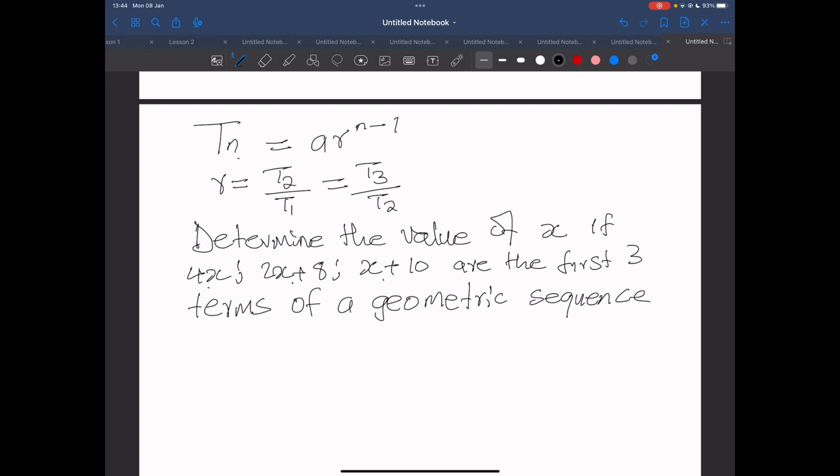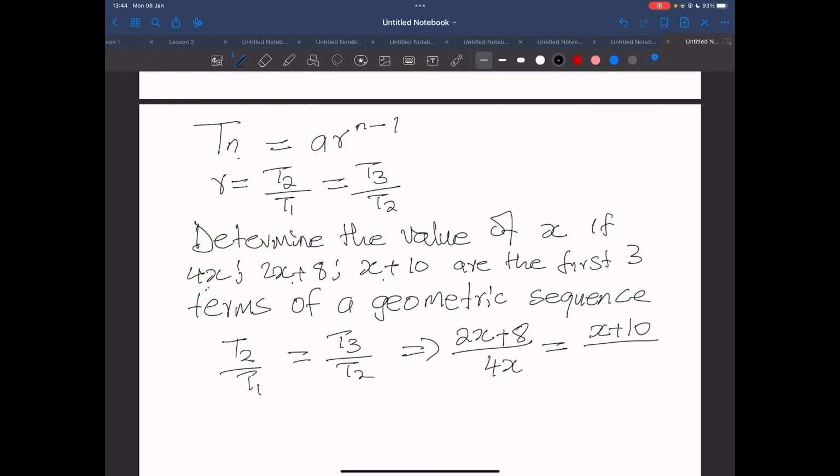So in that case, that's where we use the R. We know that the common ratio R is term 2 divided by term 1 equals term 3 divided by term 2. So we are going to substitute the terms. In other words, we will have term 2, which is 2x plus 8, divided by term 1, which is 4x. This is the same as term 3, which is x plus 10, divided by term 2, which is 2x plus 8.